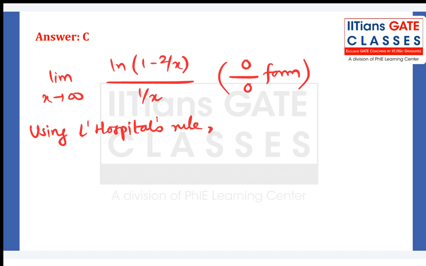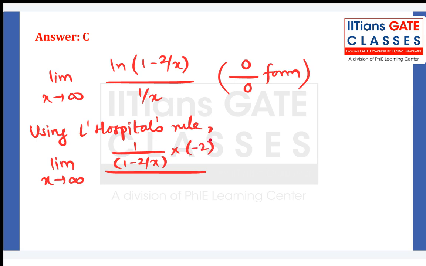So let's do that. The limit extending to infinity remains the same. Let's differentiate the numerator. The differentiation of ln is 1 by argument, so it is 1 by 1 minus 2 by x, into the differentiation of the 1 minus 2 by x term. This is the chain rule of differentiation. Minus 2 comes out of the differentiation, and now you are supposed to differentiate 1 by x, so that will be minus 1 by x square. This is the complete differentiation of the numerator.